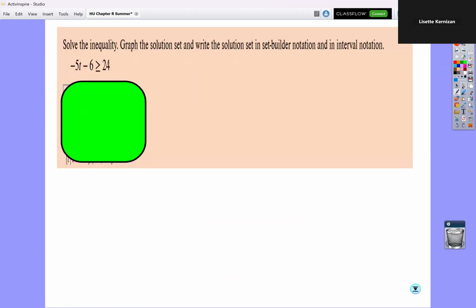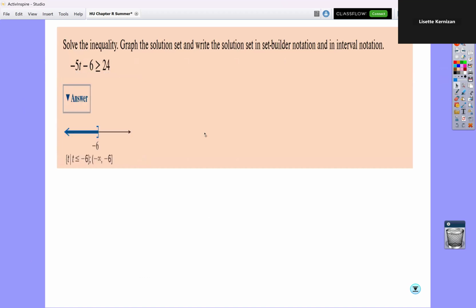Okay, try this one. Pause the video. So they ask you to do a set builder notation, interval notation, and then this graph has a bracket. You had to flip the inequality because you were dividing by a negative. So whenever you divide or multiply by a negative, you must flip the inequality.